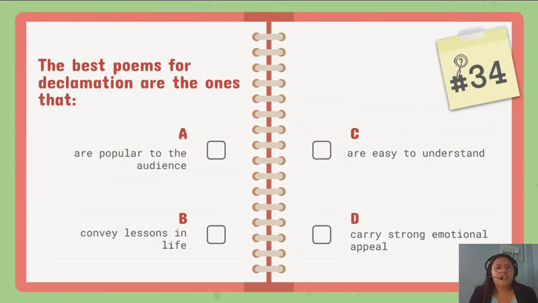Number 34. The best poems for declamation are the ones that A. Are popular to the audience, B. Convey lessons in life, C. Are easy to understand, D. Carry strong emotional appeal. So, as previously mentioned in item number 33, the correct answer is letter D. Poems used in declamation carry strong emotional appeal.